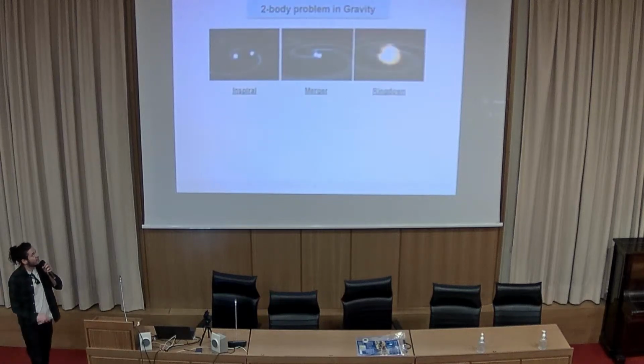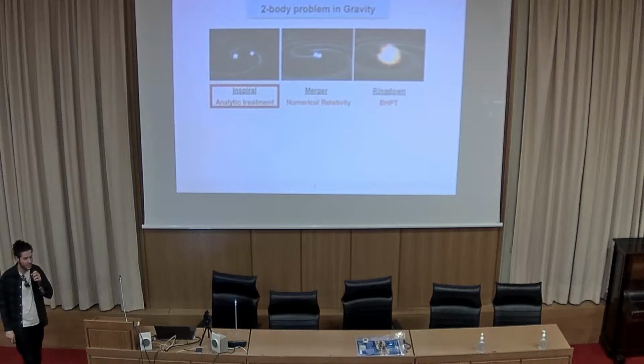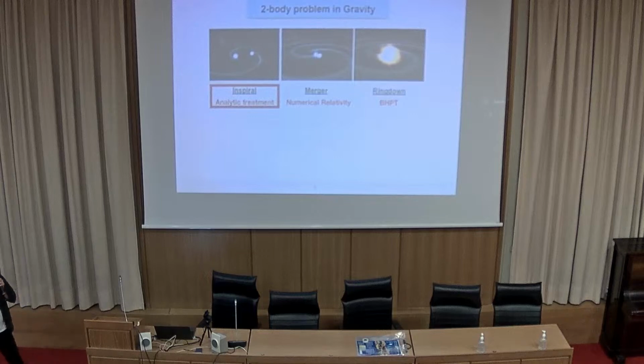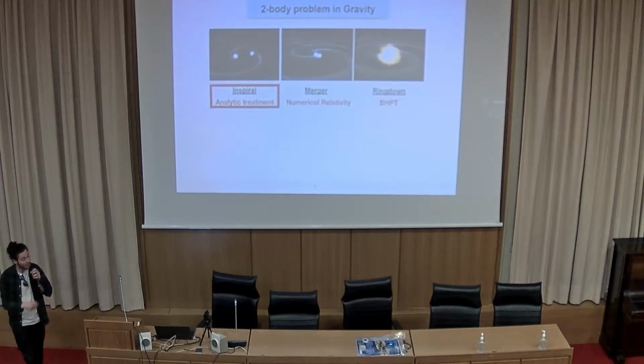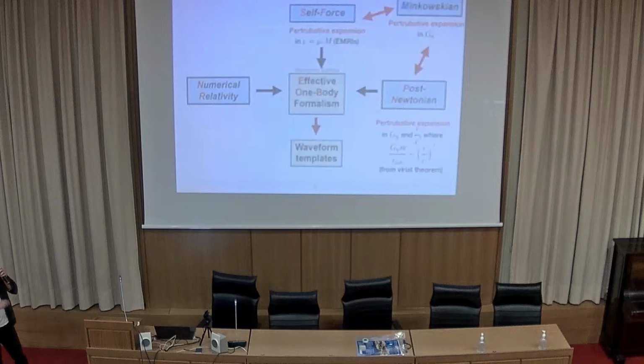Let's see what the typical event is. This is a typical event that we are observing. It comprises three phases: the inspiral, the merger, and the ringdown. What I'm going to talk about mainly is the inspiral, which can be subject to an analytic treatment, because there you can use perturbation theory. The merger is solely treated in numerical relativity. It's a very violent event. And in the ringdown, numerical relativity and black hole perturbation theory can also be used. But let's focus on the inspiral phase, because analytic treatment is what I want to talk about.